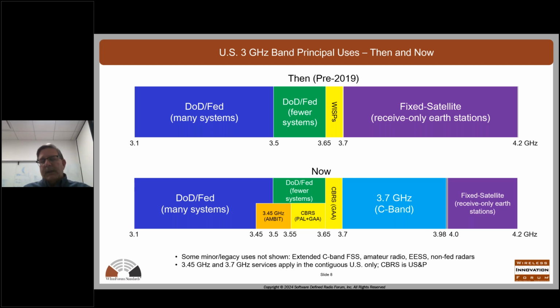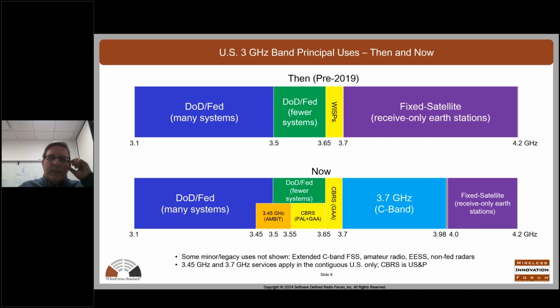They were sunset, and most of them got assimilated into the CBRS. A lot of them now are operating as general authorized access tier, but the Part 90 WISP band doesn't exist as it did prior to 2019. It's been, for the most part, assimilated into CBRS.